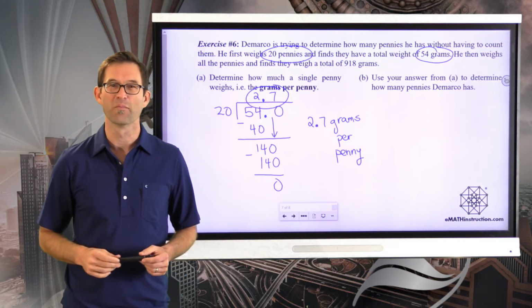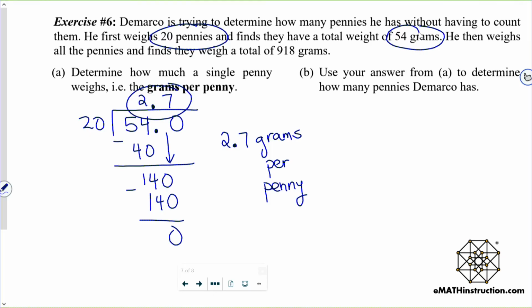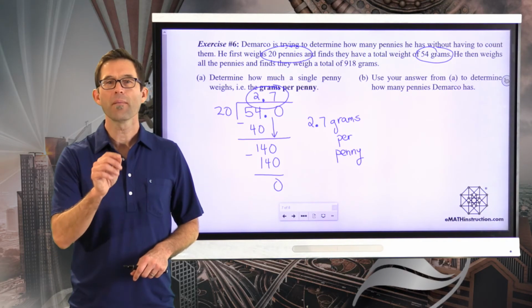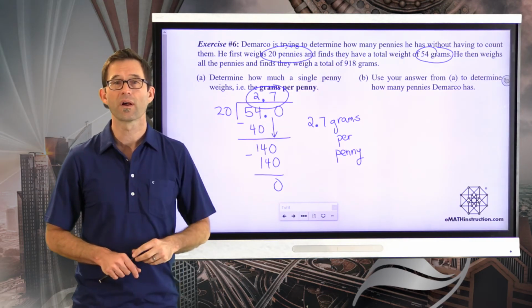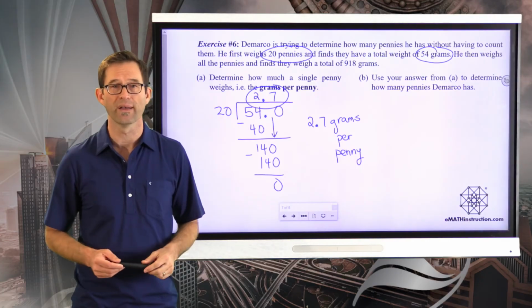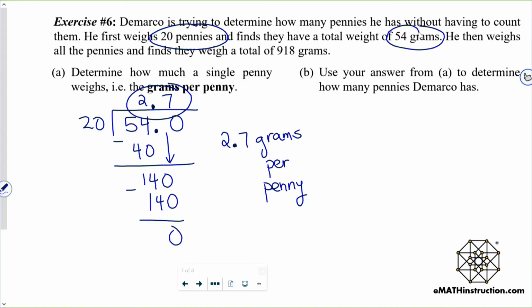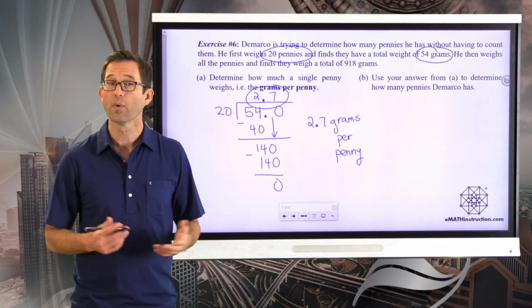Now let's take a look at letter B. Use your answer from A to determine how many pennies DeMarco has. All right. So think about how you can use this answer along with information from what you're given to figure out the total number of pennies that DeMarco has. All right, well, it's this simple.